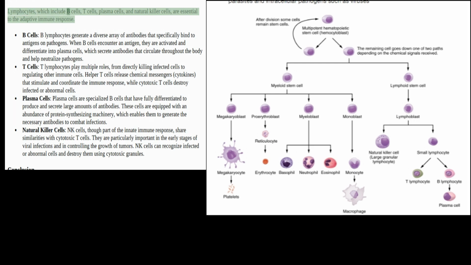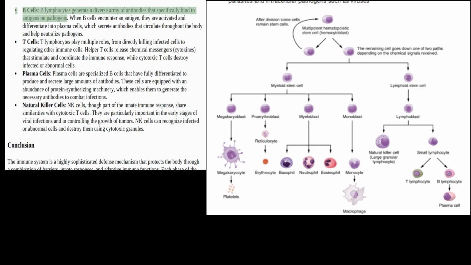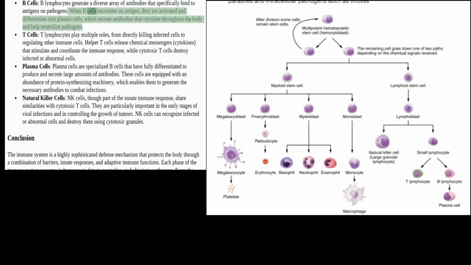Types of lymphocytes. Lymphocytes, which include B cells, T cells, plasma cells, and natural killer cells, are essential to the adaptive immune response. B cells. B lymphocytes generate a diverse array of antibodies that specifically bind to antigens on pathogens. When B cells encounter an antigen, they are activated and differentiate into plasma cells, which secrete antibodies that circulate throughout the body and help neutralize pathogens.